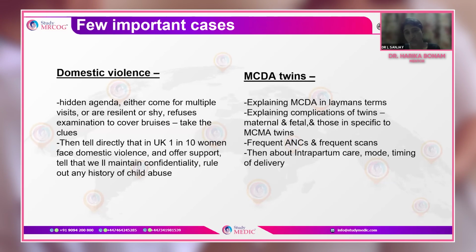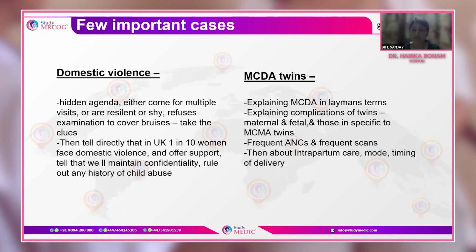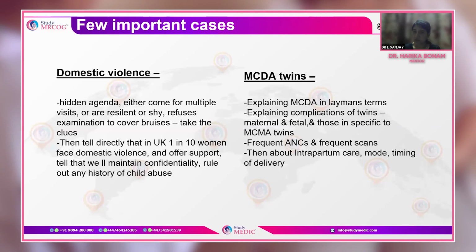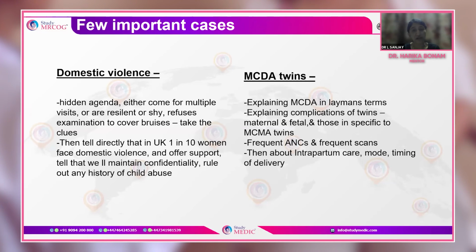In any case of twins, you have to talk about frequent antenatal checkups and the need for frequent scans; depending upon the chorionicity, the frequency usually changes. Then the antenatal care, and how you manage the intrapartum care, which is more or less similar to any high-risk pregnancy. Then you should talk about the mode of delivery, timing of delivery, and the possibility of even a double delivery, in case.